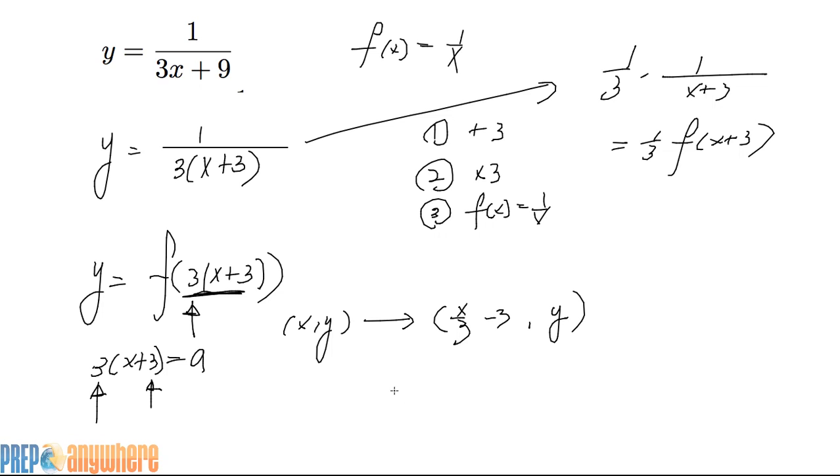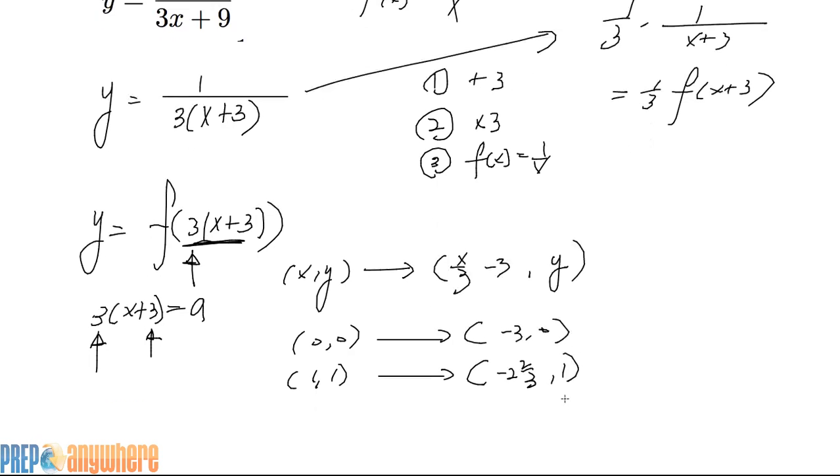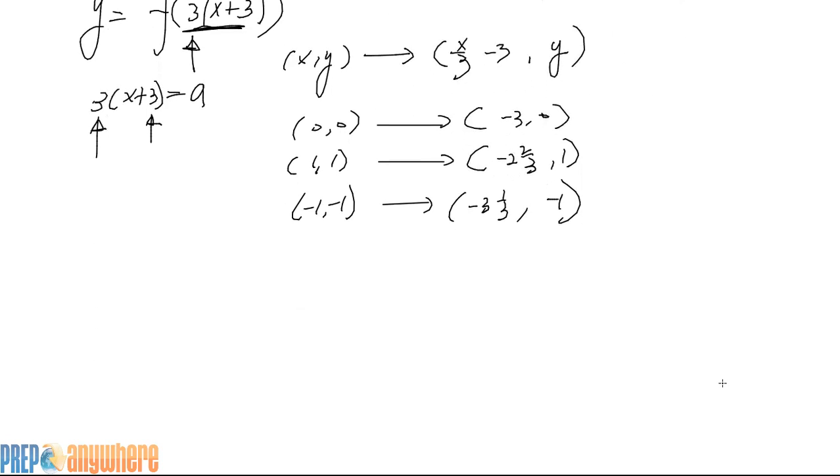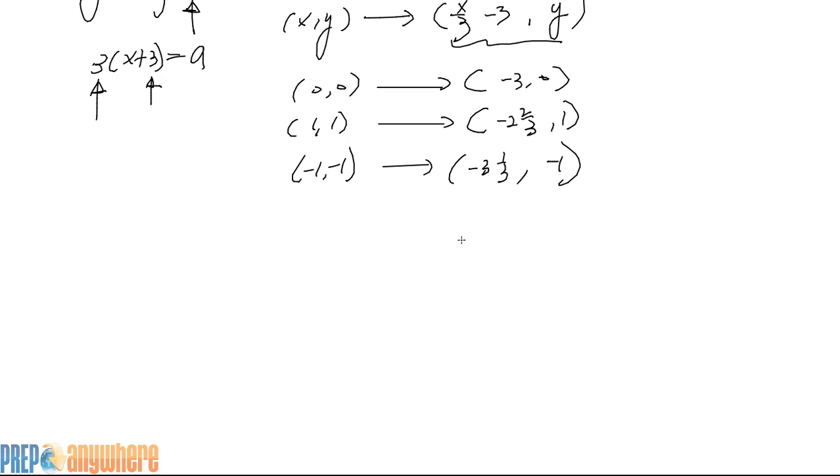That's the transformation mapping. So for example, the origin goes to minus 3 and 0. 1, 1 goes to 1 over 3 minus 3, so that's minus 2 and 2/3. And negative 1, negative 1 goes to negative 3 and 1/3 and negative 1. I'm just following this formula exactly.